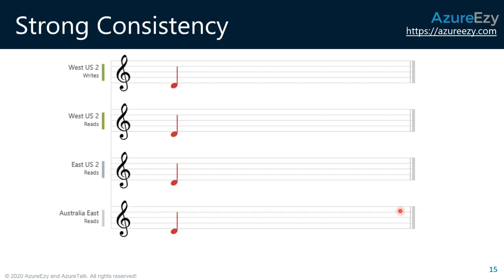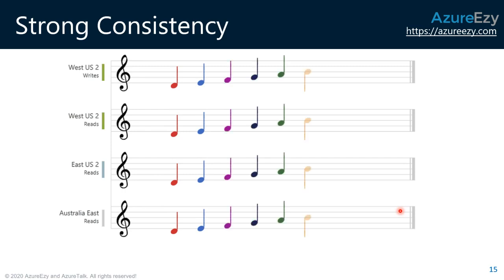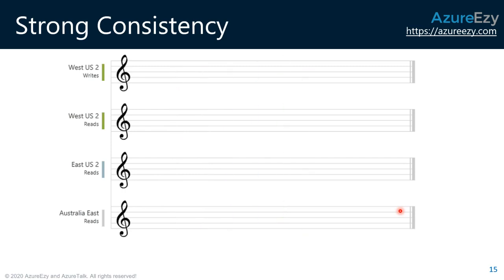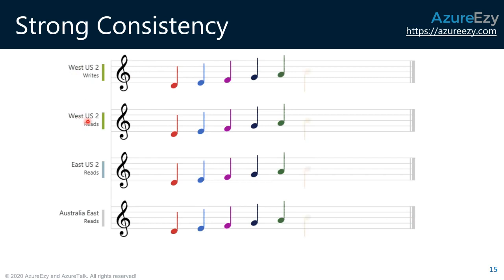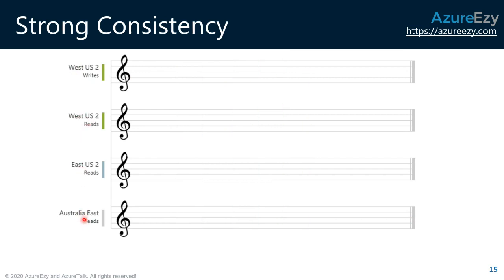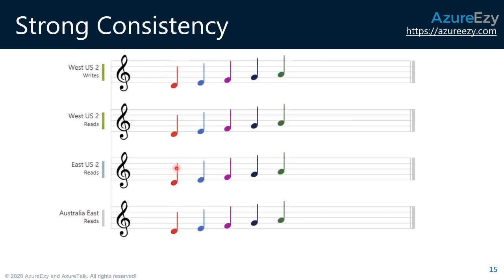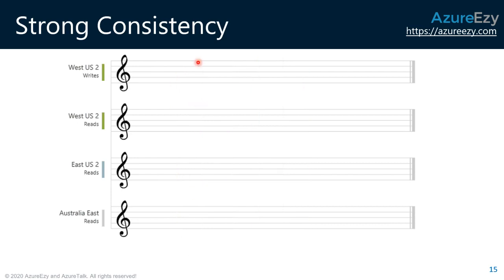Strong consistency. Now keep looking on the screen that I'm sharing. You'll see everything is updated at the same time. You see here we have West US 2, East US, Australia East. That's like across the globe. But if somebody's writing data here, on all the different regions, it's updating at the same time. Why? Because it's strong consistency.